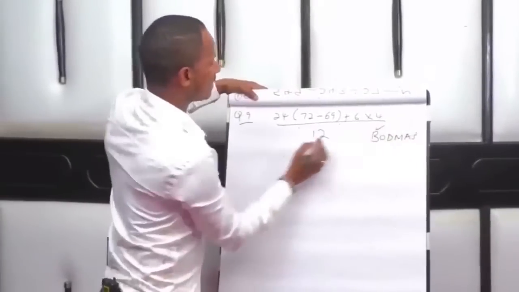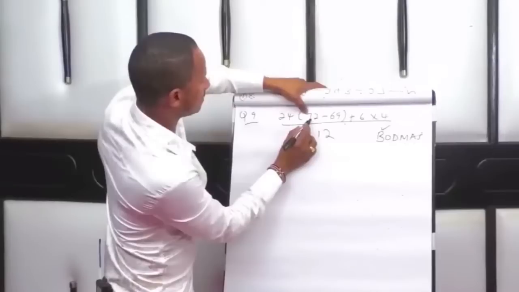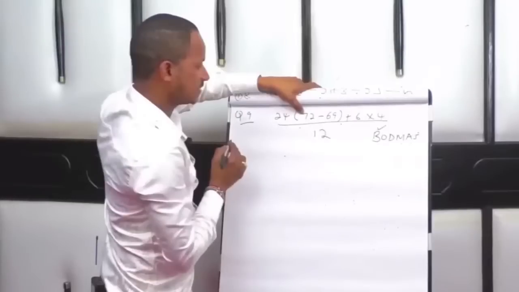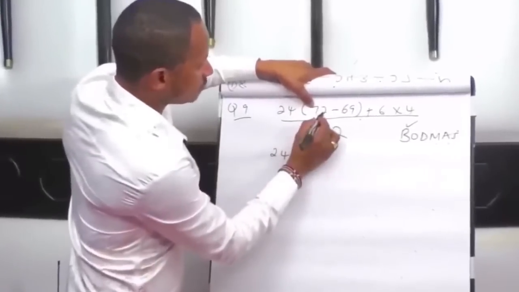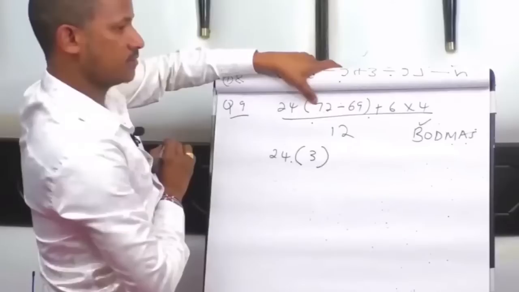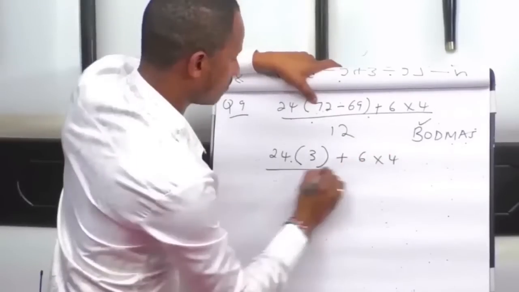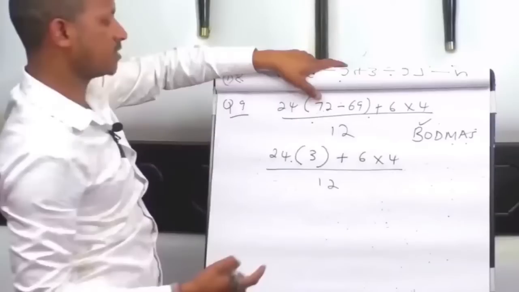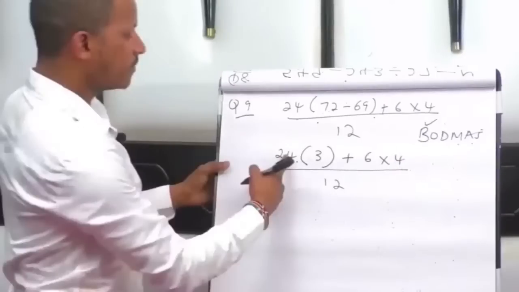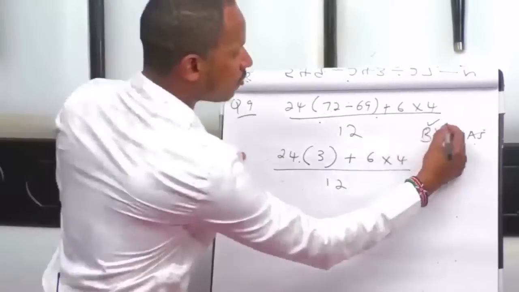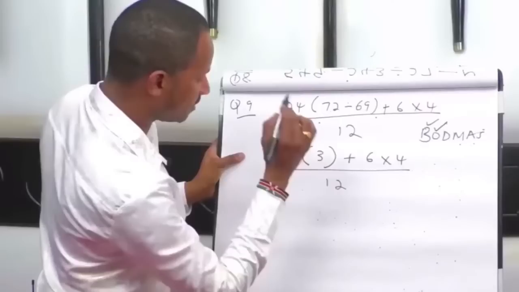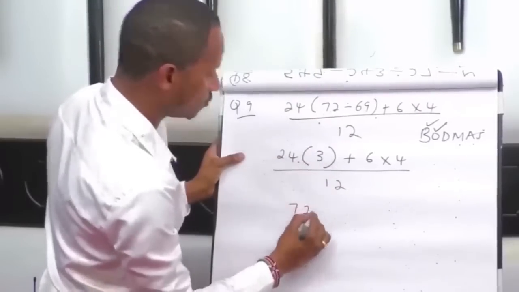BODMAS is bracket. Yes, we have bracket. Bracket is 72 minus 69. So we have 24 into 72 minus 69 is 3. Rewrite it, plus 6 times 4 over 12. I told you such a question, solve the numerator first, then deal with the denominator. So the numerator, we've dealt with bracket, yes. Now of is 24 into 3, means 24 times 3. Of means times. 24 times 3 is 72.